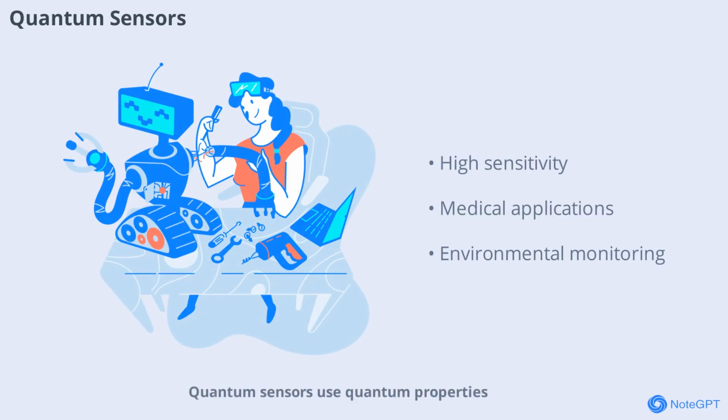Quantum sensors use quantum properties to achieve unprecedented sensitivity and accuracy. These devices can detect tiny changes in magnetic fields, gravity, or temperature, making them valuable for scientific research and practical applications. Quantum sensors are already being used in fields like medicine, navigation, and environmental monitoring. Next, we'll look at the impact of quantum technology on society.